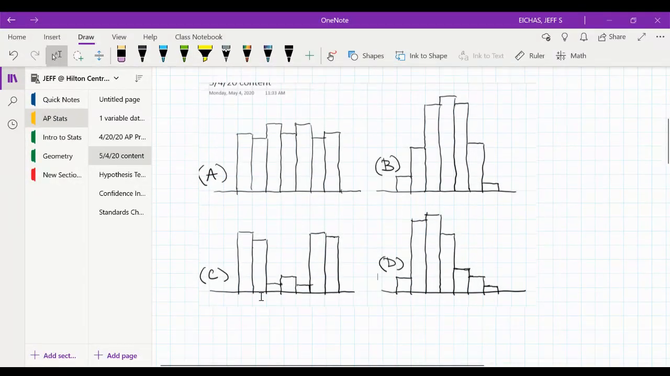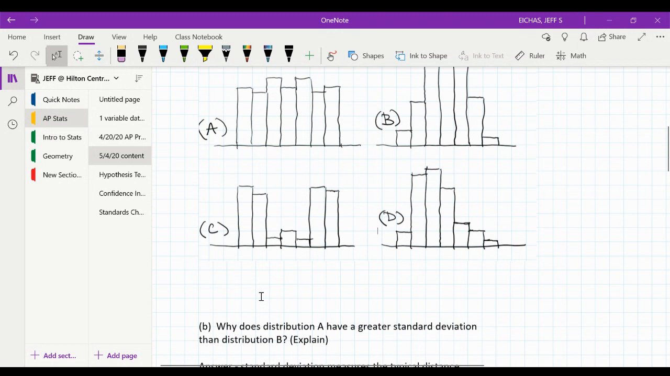C is different. C is bimodal. Bimodal has kind of two modes is what it's really referring to, and symmetric. Symmetric means it's about the same on both sides. So both peaks are about the same height. There is such a thing as a bimodal asymmetric distribution. So let me just show that.